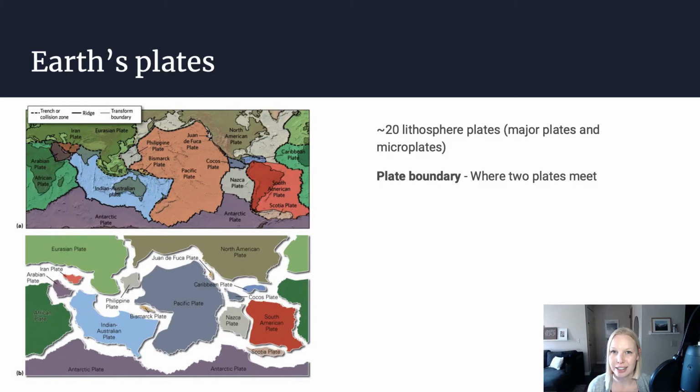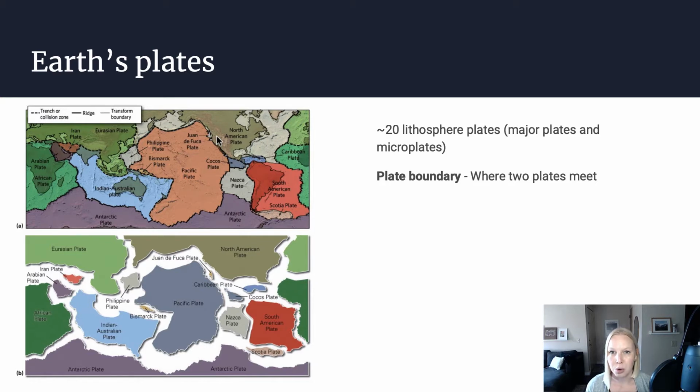Like I said, Earth is made up of at least 20 or so lithospheric plates. Geologists actually don't all agree on how many plates there are, but you can assume that there are about 20 lithospheric plates, and that includes major plates like the Pacific Plate or the Indian-Australian Plate, as well as microplates like the Juan de Fuca Plate that exists here in the Pacific Northwest.